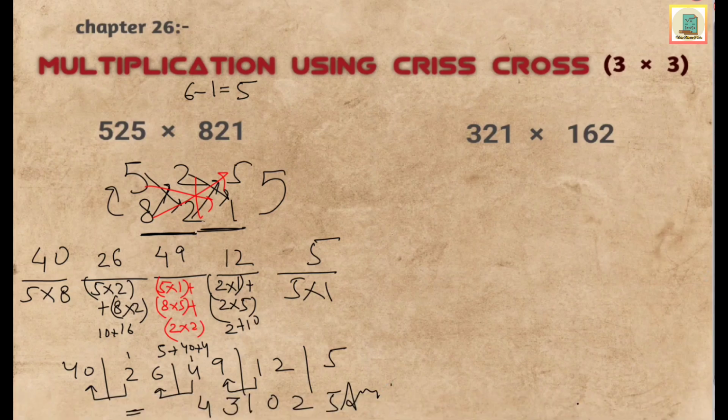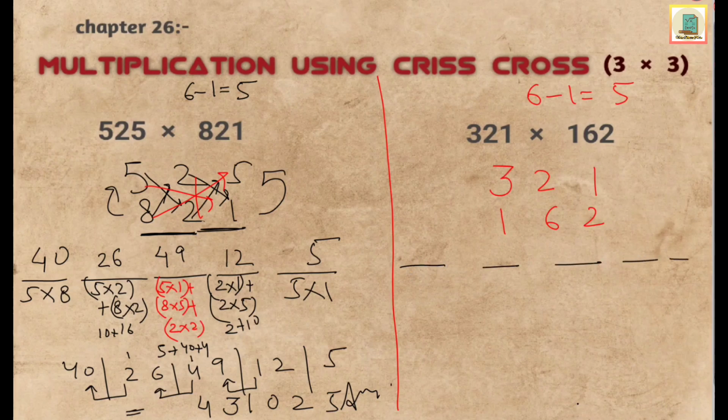Now let's take the last example, that is 321 multiplied by 162. Here also we'll find the number of partitions first. So the total number of digits are 6. So 6 minus 1 gives you 5. So now let's arrange the numbers in order, that's 3, 2, 1 and 1, 6, 2, and let's make the partitions now. 1, 2, 3, 4, 5.